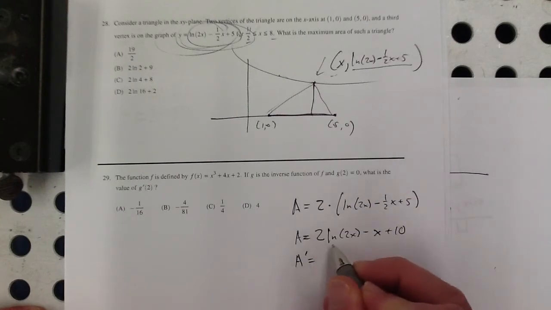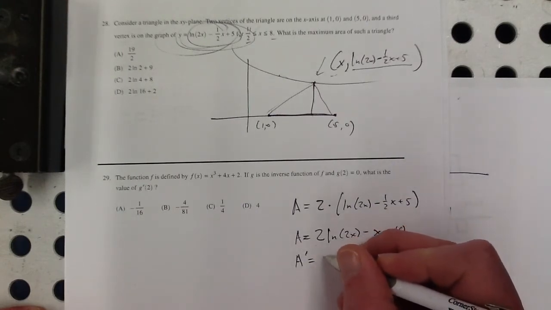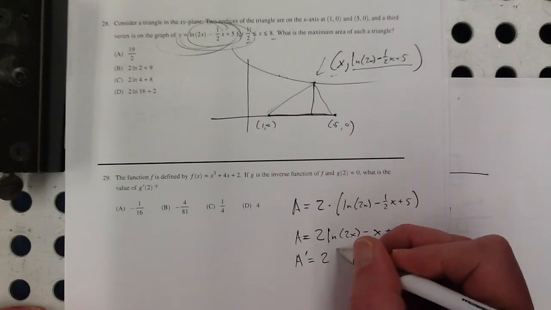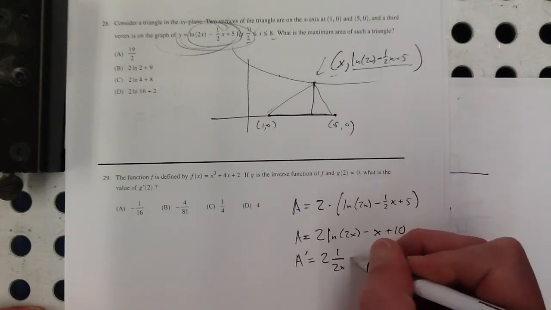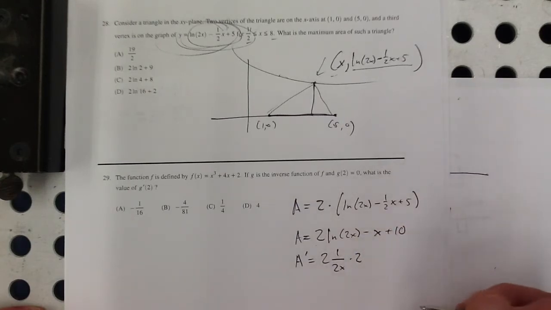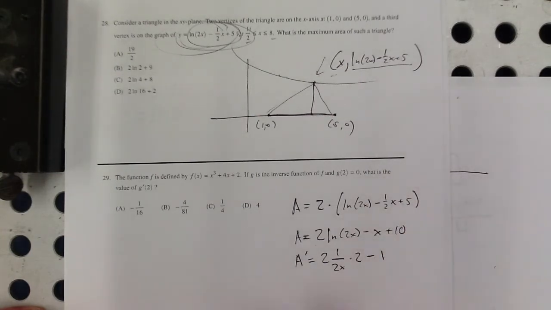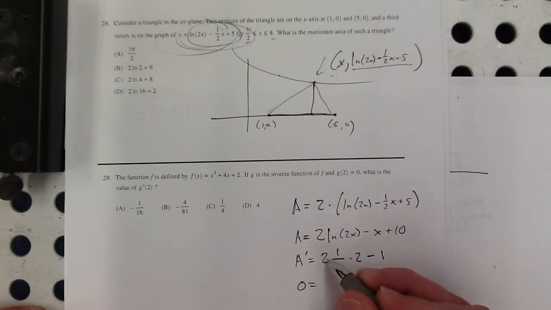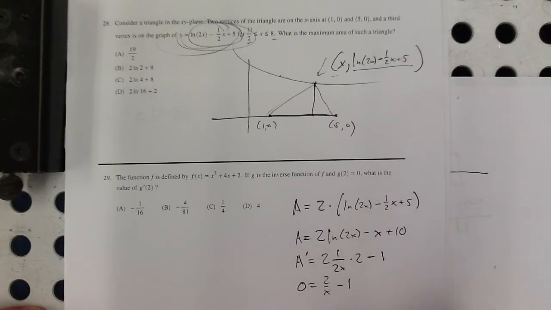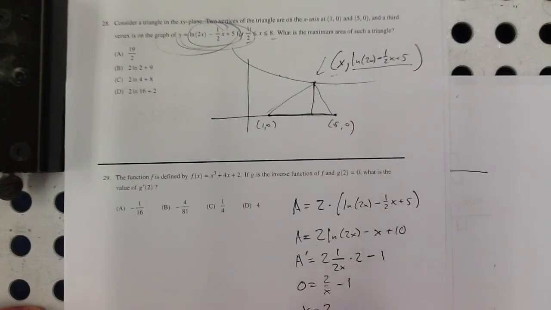So the derivative of 2 natural log 2x is 2 times 1 over 2x times the derivative of what's inside, minus 1, that goes away. And I'm going to set the derivative equal to 0. That is 2 over x minus 1 is equal to 0, so x would be 2.